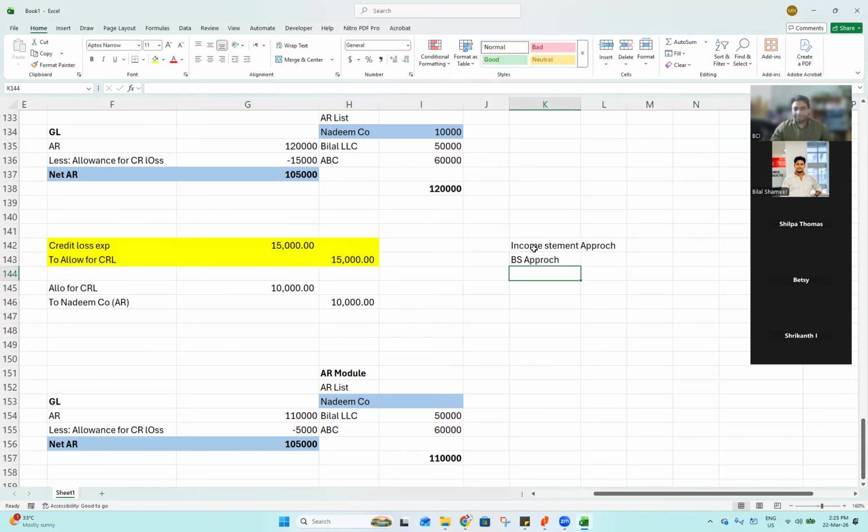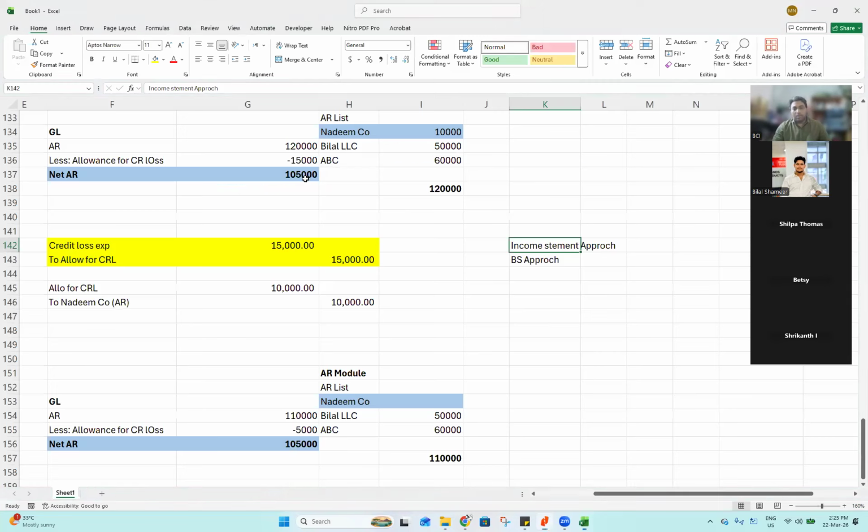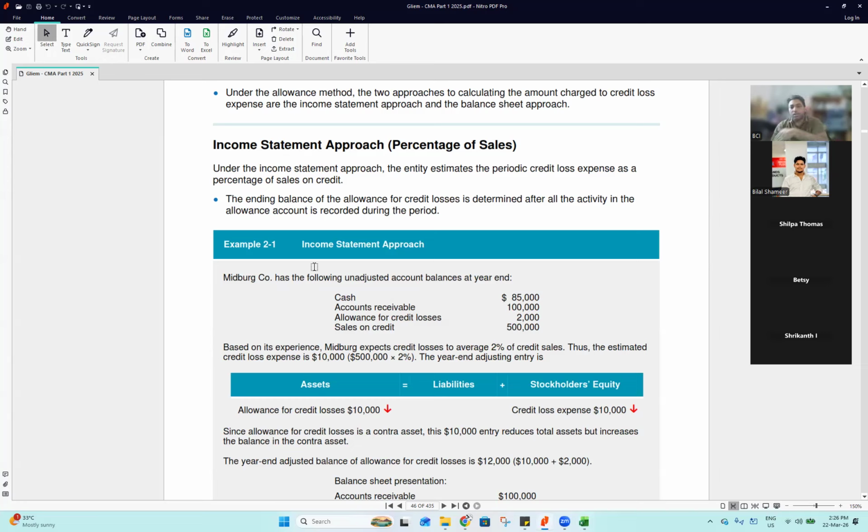Clear? The income statement approach is where they calculate the percentage of credit loss on the basis of credit sales. Under this approach, the entity estimates the periodic credit loss expense as a percentage of the sales on credit. Keep in mind, in examination, they will give you total sales, and they say out of that 10% is cash sales. Then you have to find the 90% credit sales. Then only you should continue the calculations.